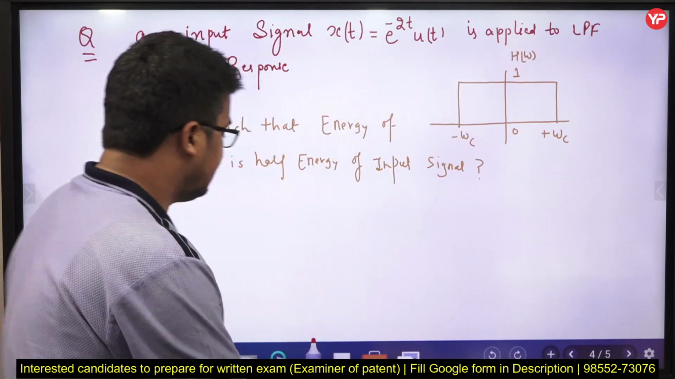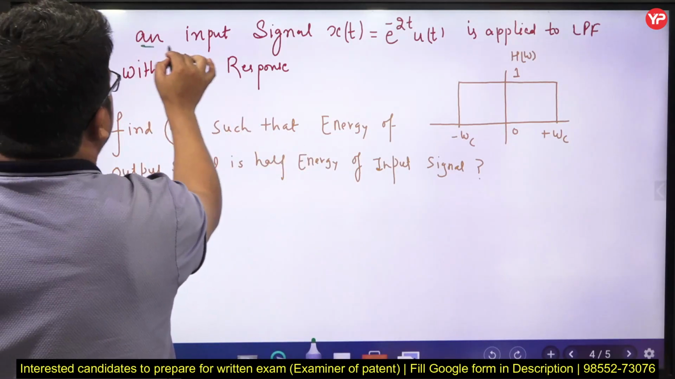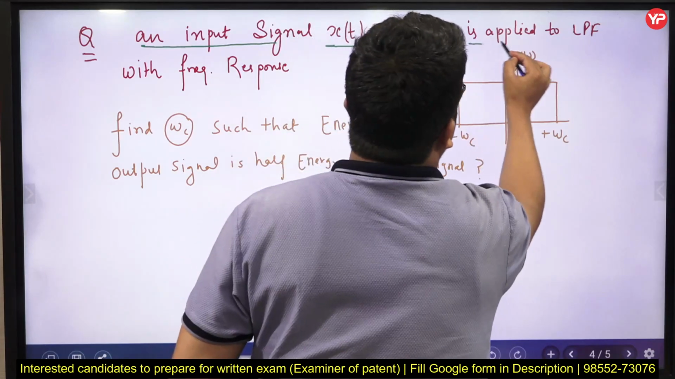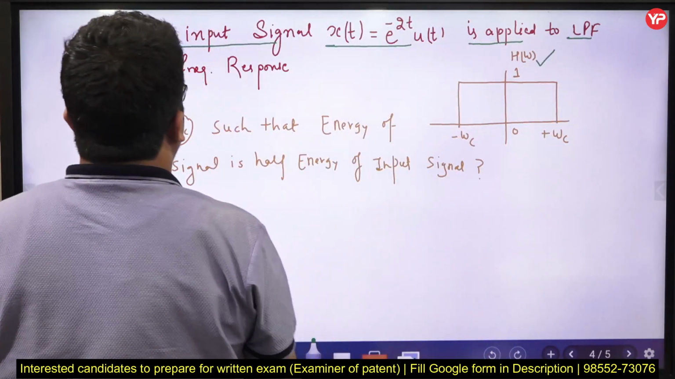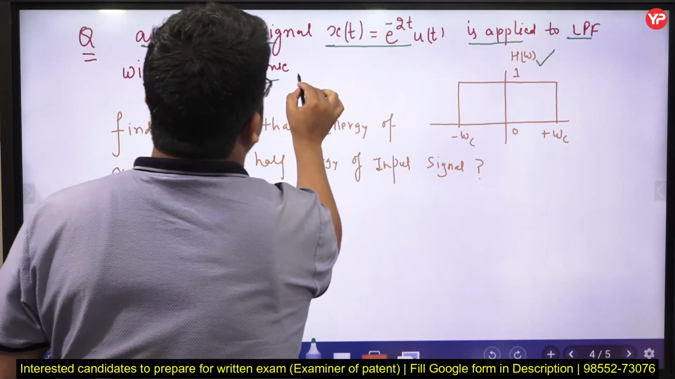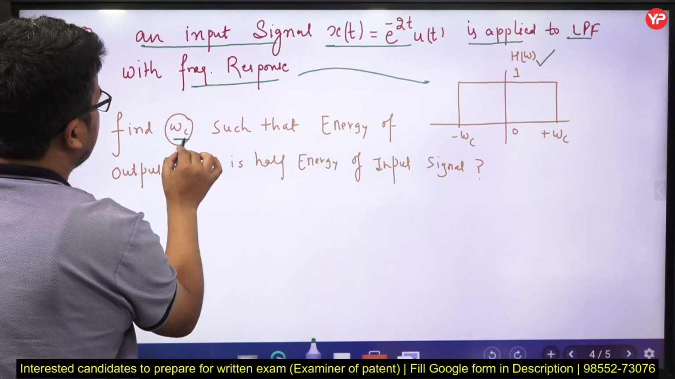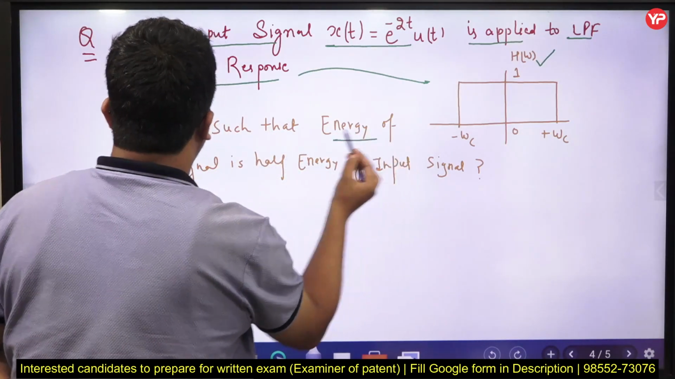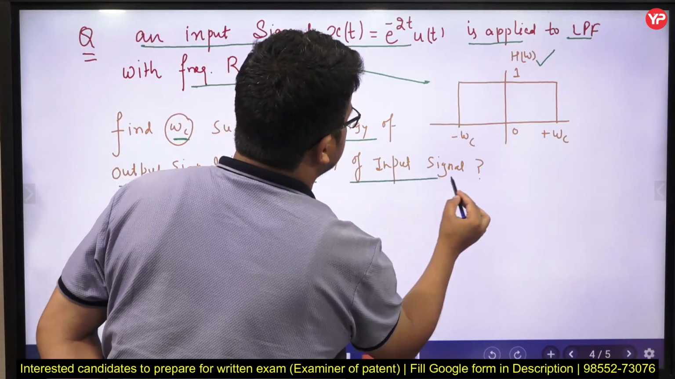So you can see the question given here is that an input signal x of t is applied to a low pass filter, whose frequency response is given here, and find omega c. You need to find the cutoff frequency of that low pass filter such that the energy of the output signal is half of the energy of the input signal.